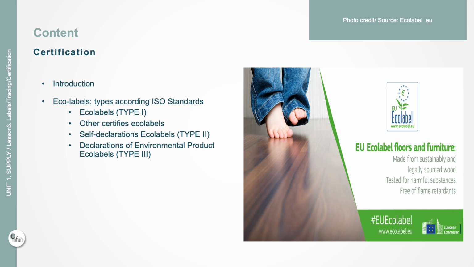There are different eco-labeling types according to ISO standards, like Ecolabels Type I. European Ecolabel is one example of them. Other certified ecolabels, one example is a chain of custody certification FSC and PFC, self-declarations ecolabels, Type 2, declarations of environmental product ecolabels, Type 3.